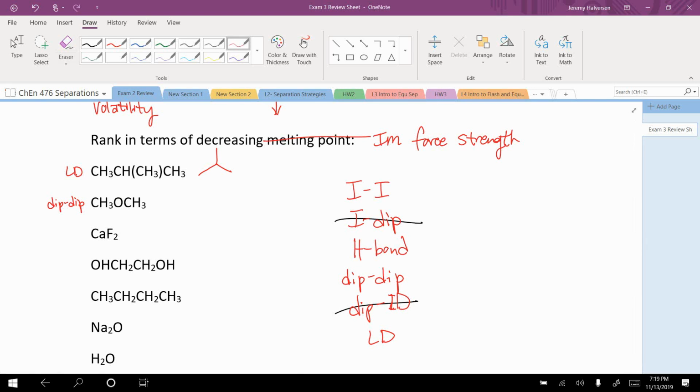Yeah, which we'll see, right? So we'll keep going. So CaF2, what is that one? Ion-ion, because the first question you should ask yourself is, is this an ionic compound? And this one is an ionic compound, because I've got Ca over here and F over there. Hey, look, a periodic table. Ca on the left, F on the right.